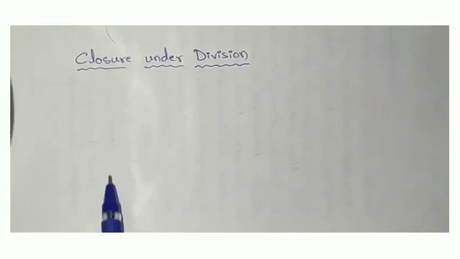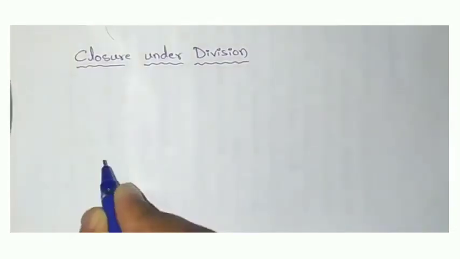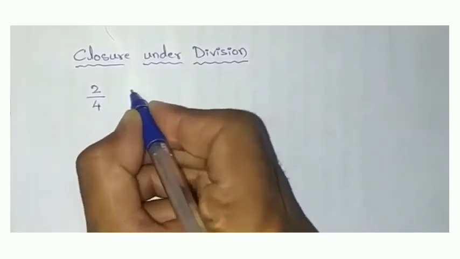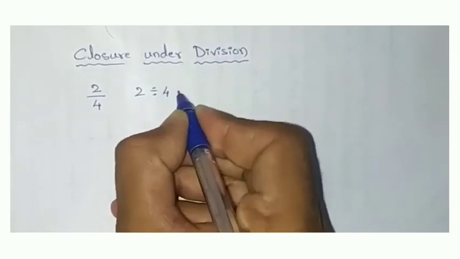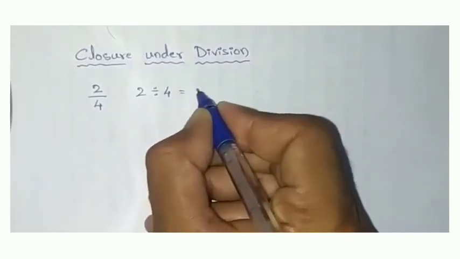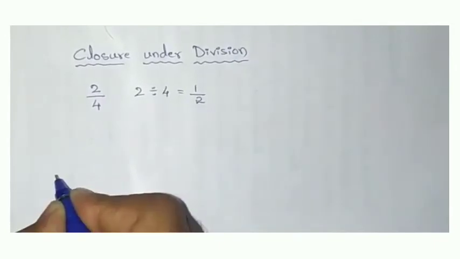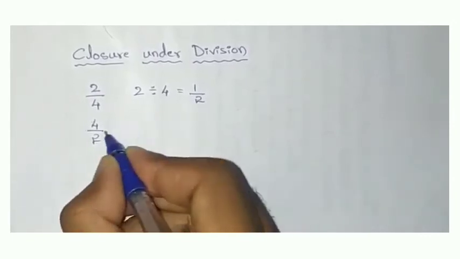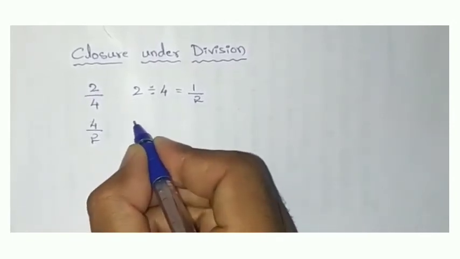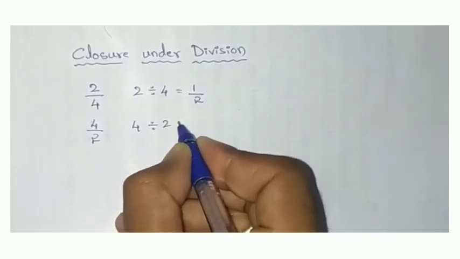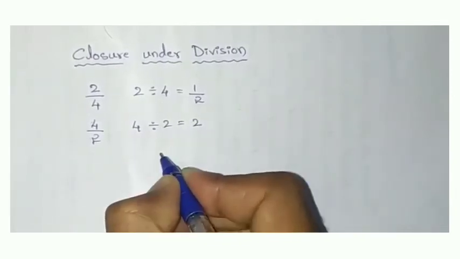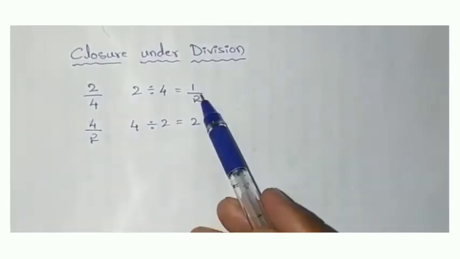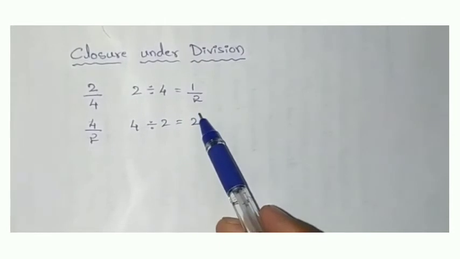Now check the property, closure under division. Let's take one example: 2 divided by 4. What will we get here? It will be 1 by 2. Interchanging that, 4 by 2. See here what we will get? 4 divided by 2, we will get 2. So whenever you take whole numbers, you will get whole numbers and rational numbers.